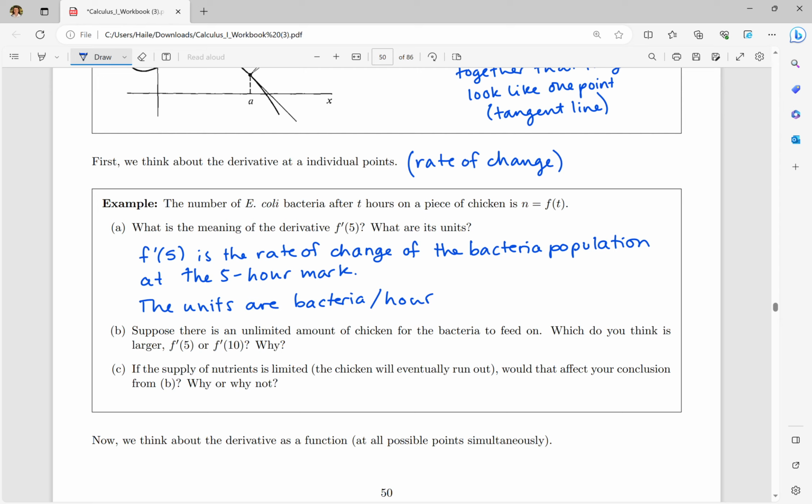However, what happens if, yes, they have unlimited chicken, but something else happens? So it's not necessarily true that F prime of 10 is bigger than F prime of 5, so I'll let you think about that one and decide which one you agree with more. And if the supply of nutrients is limited, would that affect your conclusion? So that may change your answer from part B, but again, I'll let you think about that one.